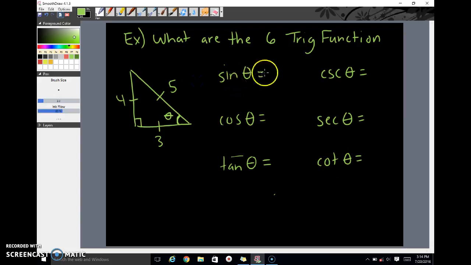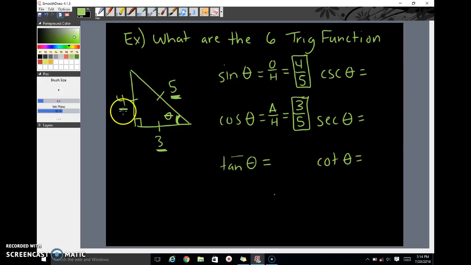Sine is opposite over hypotenuse. In this case, the opposite side coming from theta is 4, and the hypotenuse is 5, so sine theta is 4 over 5. Cosine is the adjacent over the hypotenuse. The adjacent is 3 and the hypotenuse is 5, so this one is 3 over 5. Tangent is opposite over adjacent, which is 4 over 3.